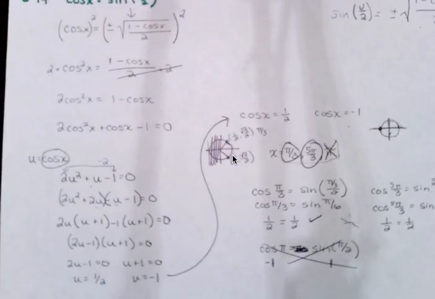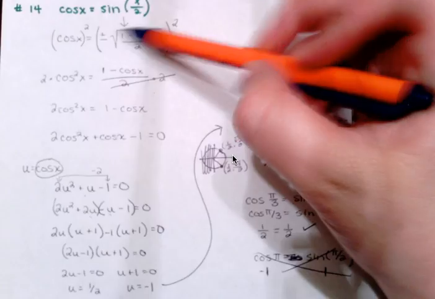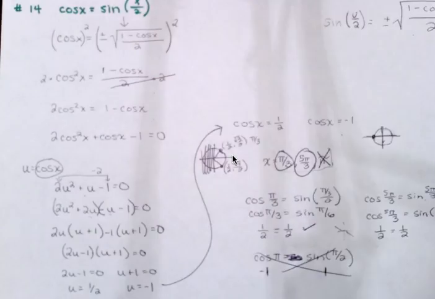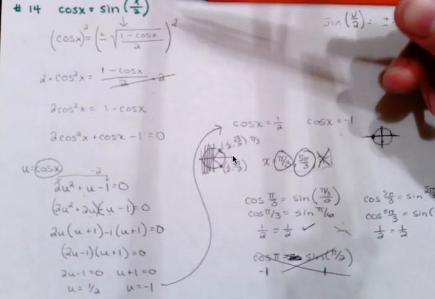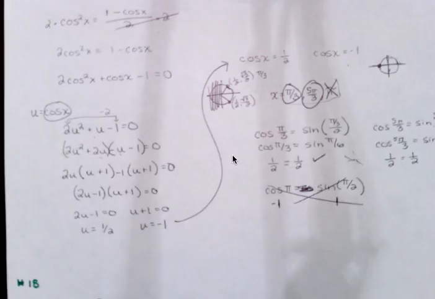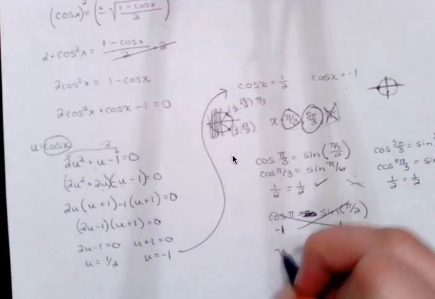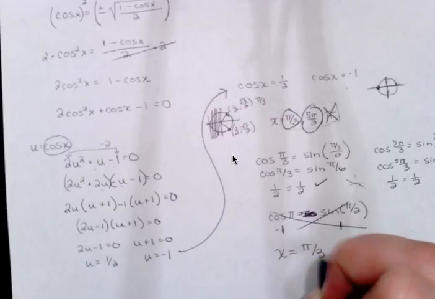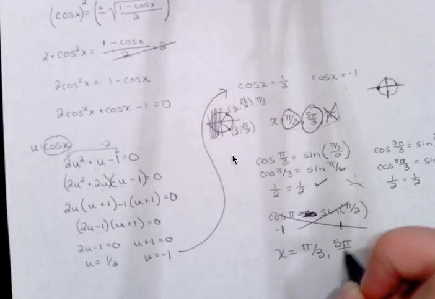And remember, the only reason we had to check for extraneous solutions is because anytime we square a radical, we get rid of answers that might not possibly work. Because if we plug that in here, we'd end up getting an answer that doesn't quite work. So your only answers for this are pi over 3 and 5 pi over 3. And that is how you do number 14.